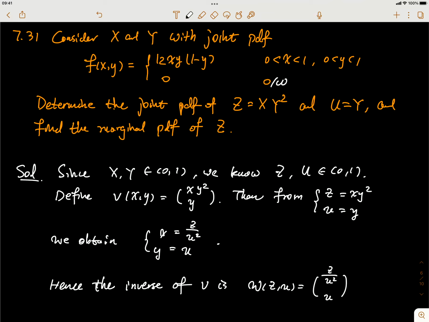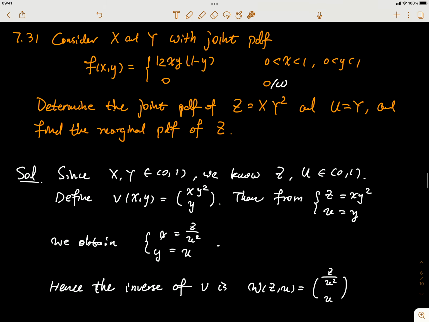Now, the question is to determine the joint PDF of these two new random variables, Z, which is equal to XY squared, and U, which is just identical to Y, and also find the marginal PDF of Z.